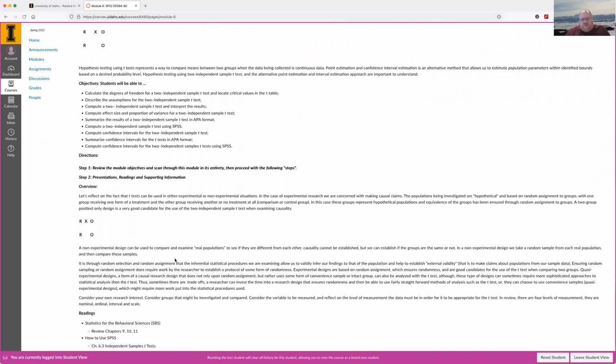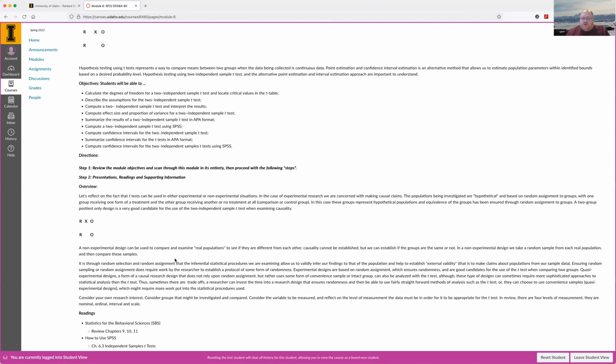And let's think on the fact that t-tests can be used in either experimental or non-experimental situations. They actually can be used in other data collection and quantitative type surveys. In the case of experimental research, we're concerned with making causal claims. The populations being investigated are hypothetical and based on random assignment to groups, with one group receiving one form of a treatment and the other group receiving another or no treatment at all. And that's a comparison or control group.